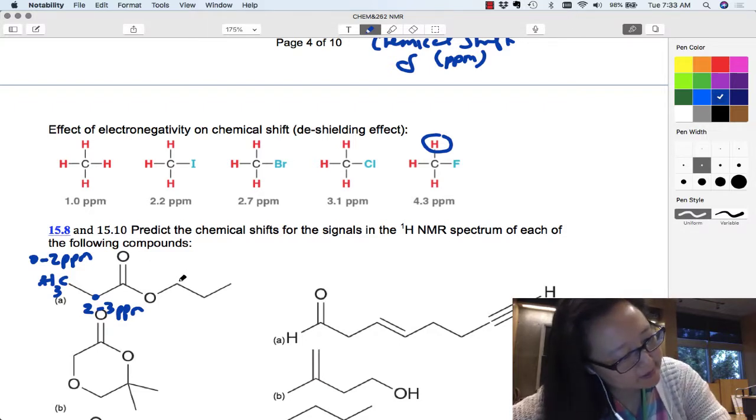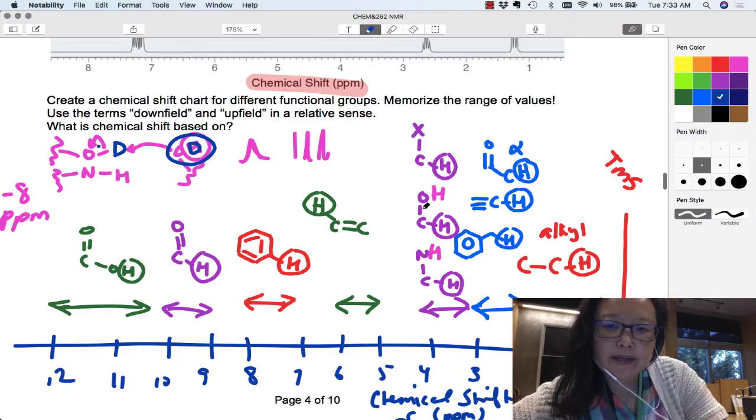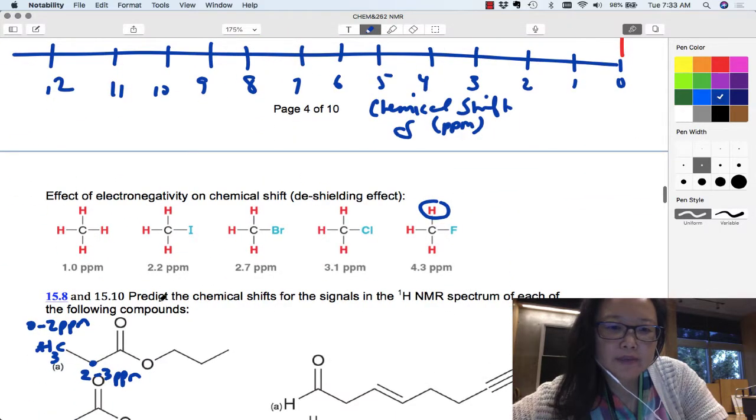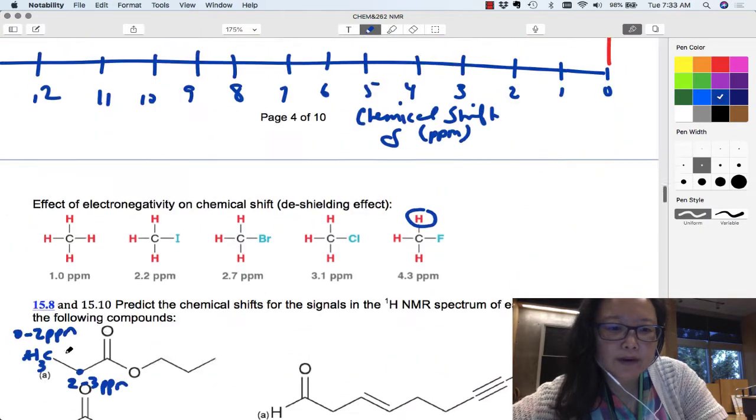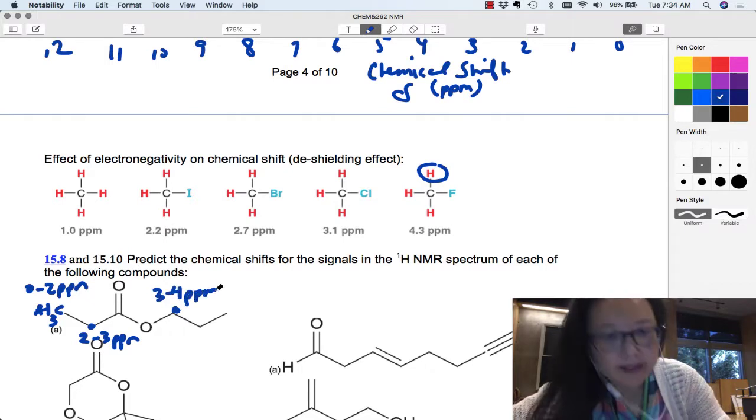These are next to an oxygen right here. So they're on a carbon next to an oxygen. Here's my carbon next to an oxygen. Here's the hydrogen, that's the one I'm looking at. So that's between 3 and 4. So this one here is going to appear in the NMR between 3 and 4 ppm.